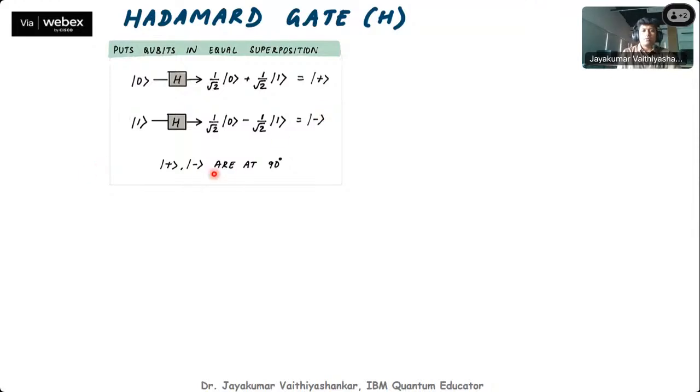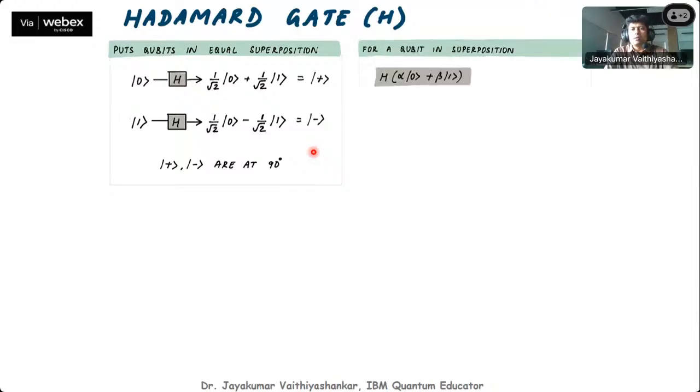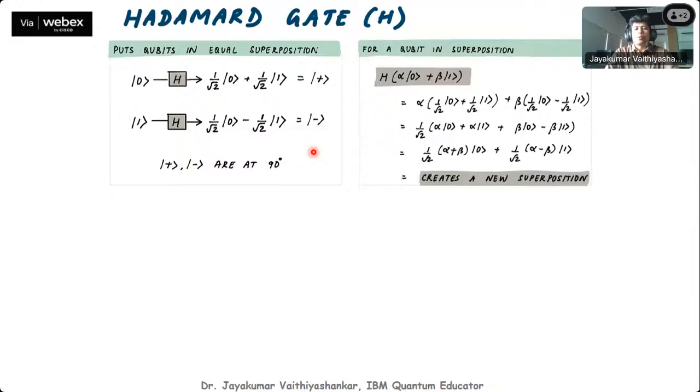So plus and minus are at 90 degrees. This is orthogonality: the positive state and the negative state are 90 degrees apart in two dimensions. Remember, if you apply Hadamard to a qubit in superposition, it will create a new superposition. This is very interesting, right? If a qubit is already in superposition and we apply a Hadamard gate, it will create a new superposition.